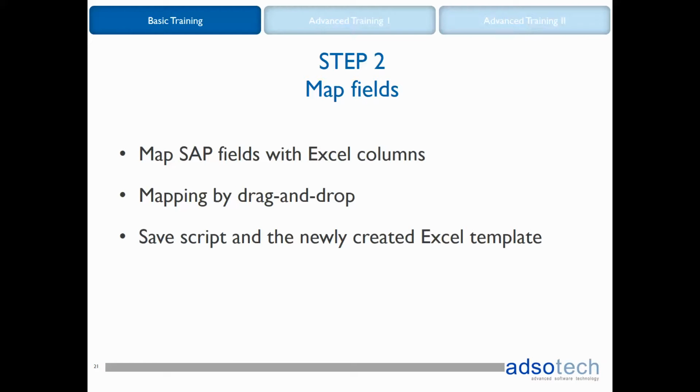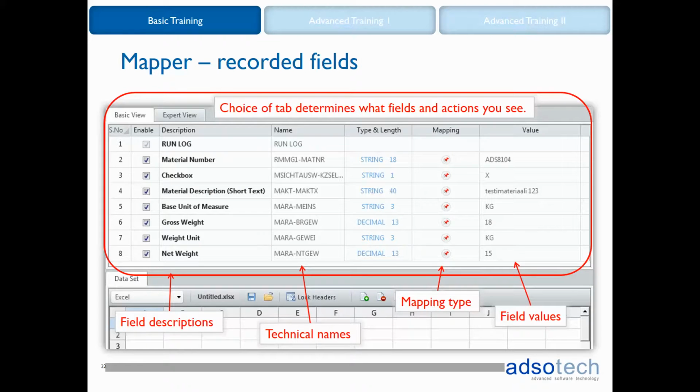After recording the script, the next step is to map SAP fields with Excel columns. The mapping is done by drag and drop. Then we save the script and the newly created Excel template. What you now see in your Windchill window is a list of the SAP fields that you recorded. You should see the field description, technical field name, type and length of the field, the mapping type, and the field value that you used when recording.